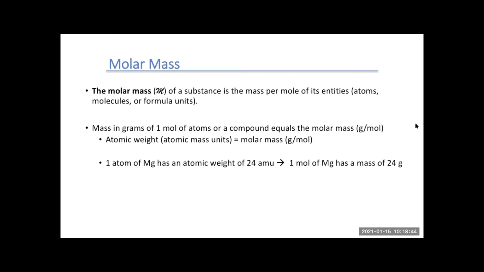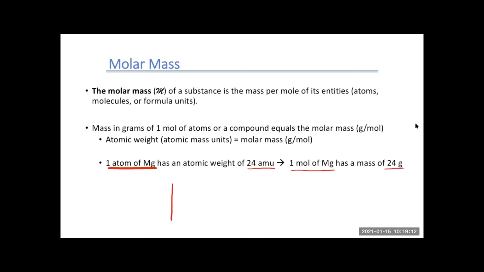So that means one atom of carbon-12 is 12 atomic mass units, which means 1 mole of carbon-12 is 12 grams. So now I can use Avogadro's number to correlate between the mass of the atom and the mass of the mole.